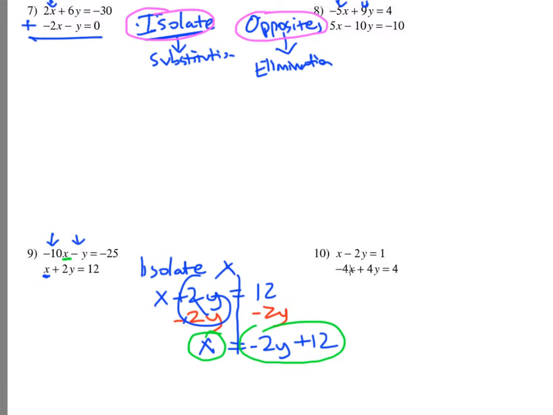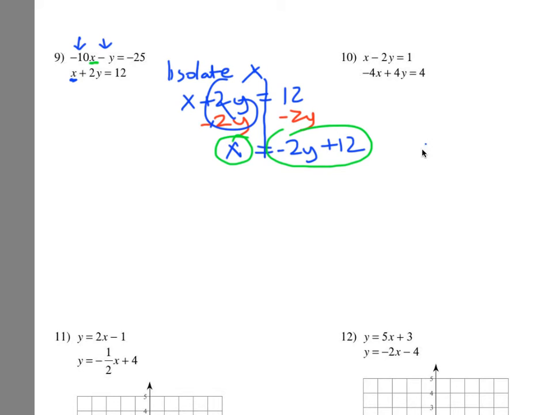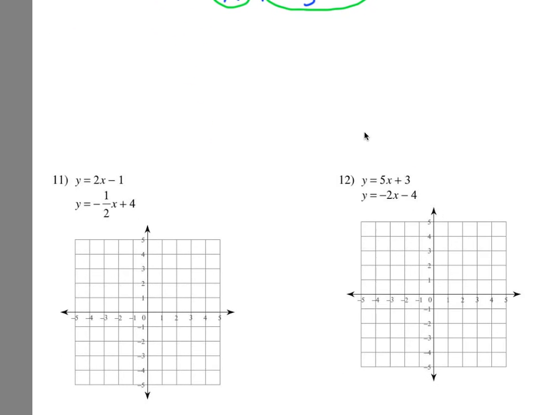All right, so for each one of these, just look and ask yourself, can I isolate? I'm going to go with substitution. Can I create opposites? I'm going to go with elimination. And last but not least, don't forget to graph. I just wanted you to practice this again. Ask yourself, is it in y equals mx plus b form? Remember, if it is, we're going to begin and move. Begin on the y-axis and then move.